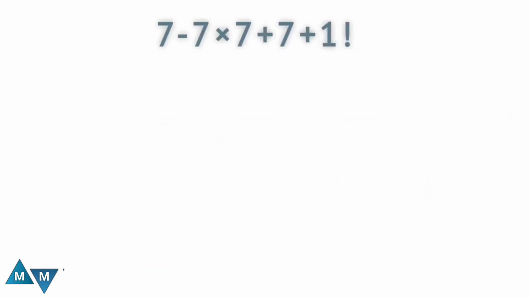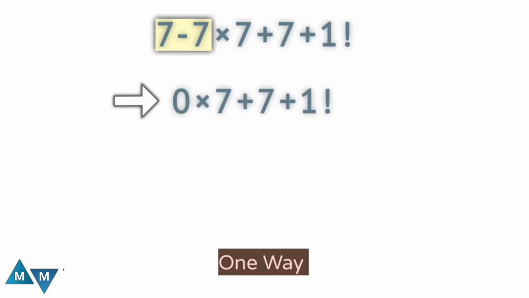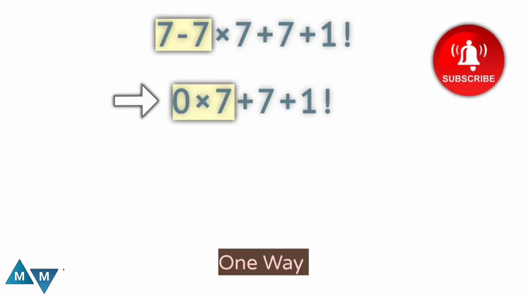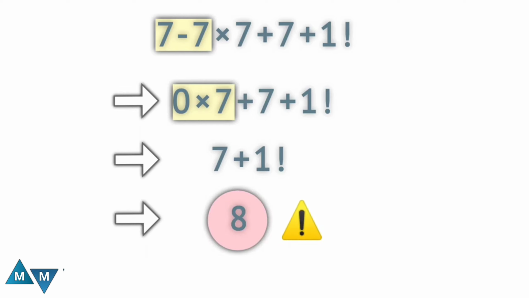We've seen a lot of people do it the following way. Look at 7 minus 7 is 0, right? It's going to be 0 times 7 plus 1 factorial, right? Then we'll see, in mathematics, 0 times 7 gives 0, right? And it becomes 7 plus 1 factorial. And many people don't even notice this factorial sign and write the expression as 7 plus 1, which is equal to 8. So the answer in this case will be 8, wrong. This is the wrong way for us to solve it.